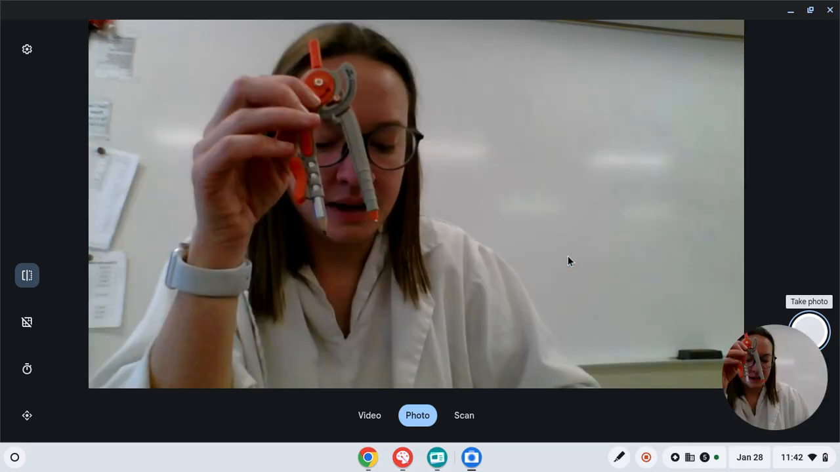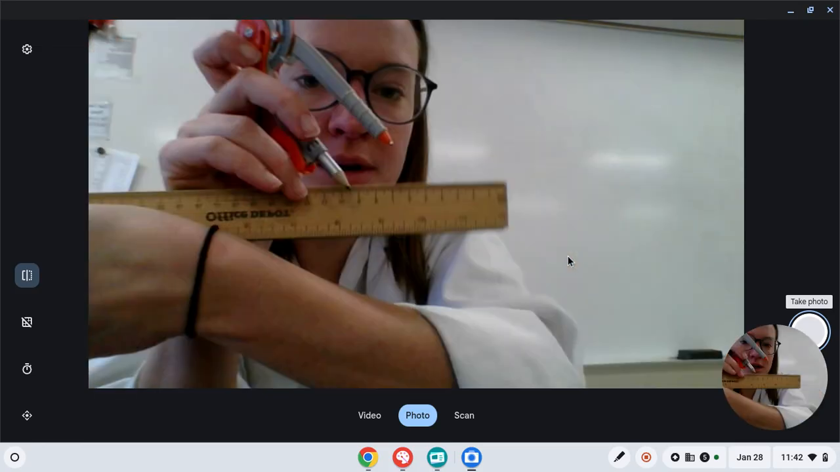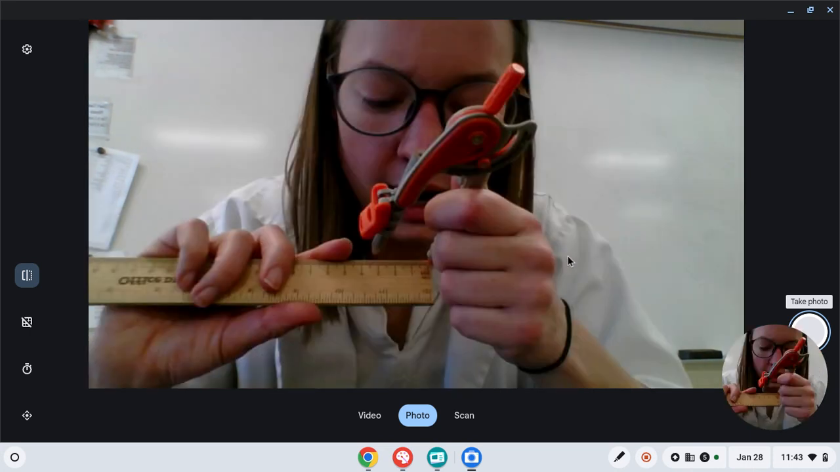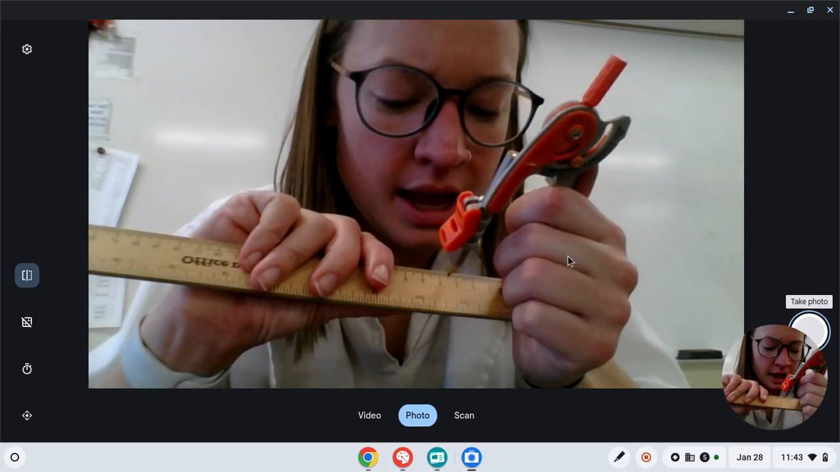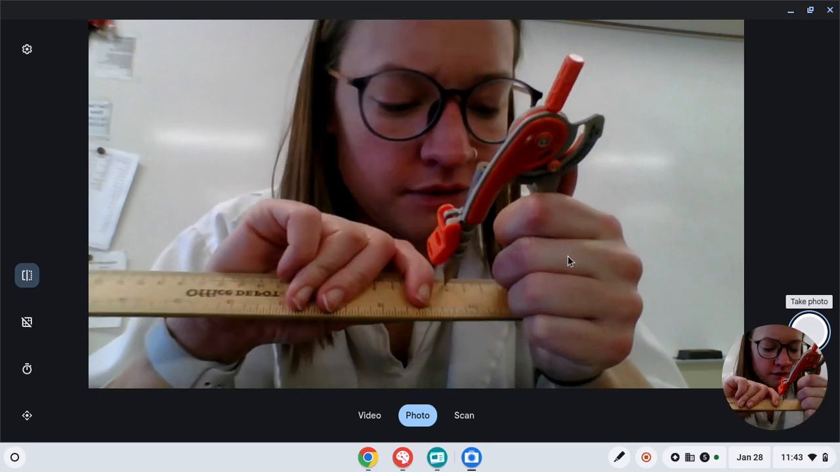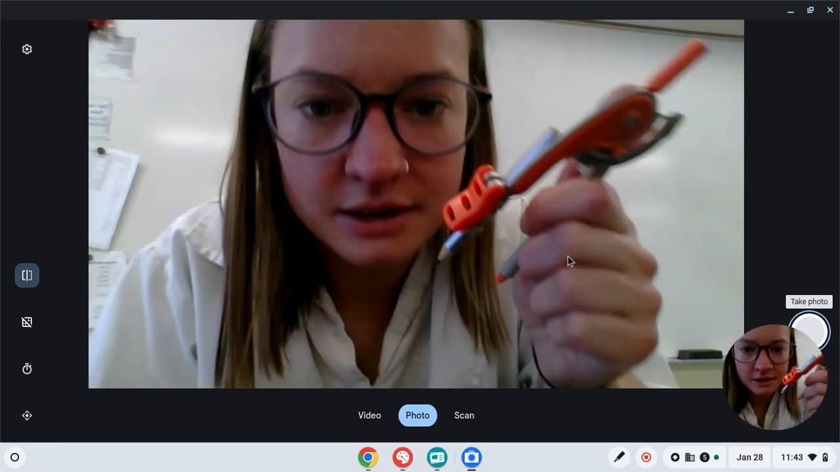If you don't have a little dial like this where you can set it, then you can take your ruler and put your little center marker at the 0 mark, and then measure out where you want your pencil to be. I'm going to measure it out to the 4 centimeter mark like so. So now my circle that I draw is going to have a radius of 4 centimeters.